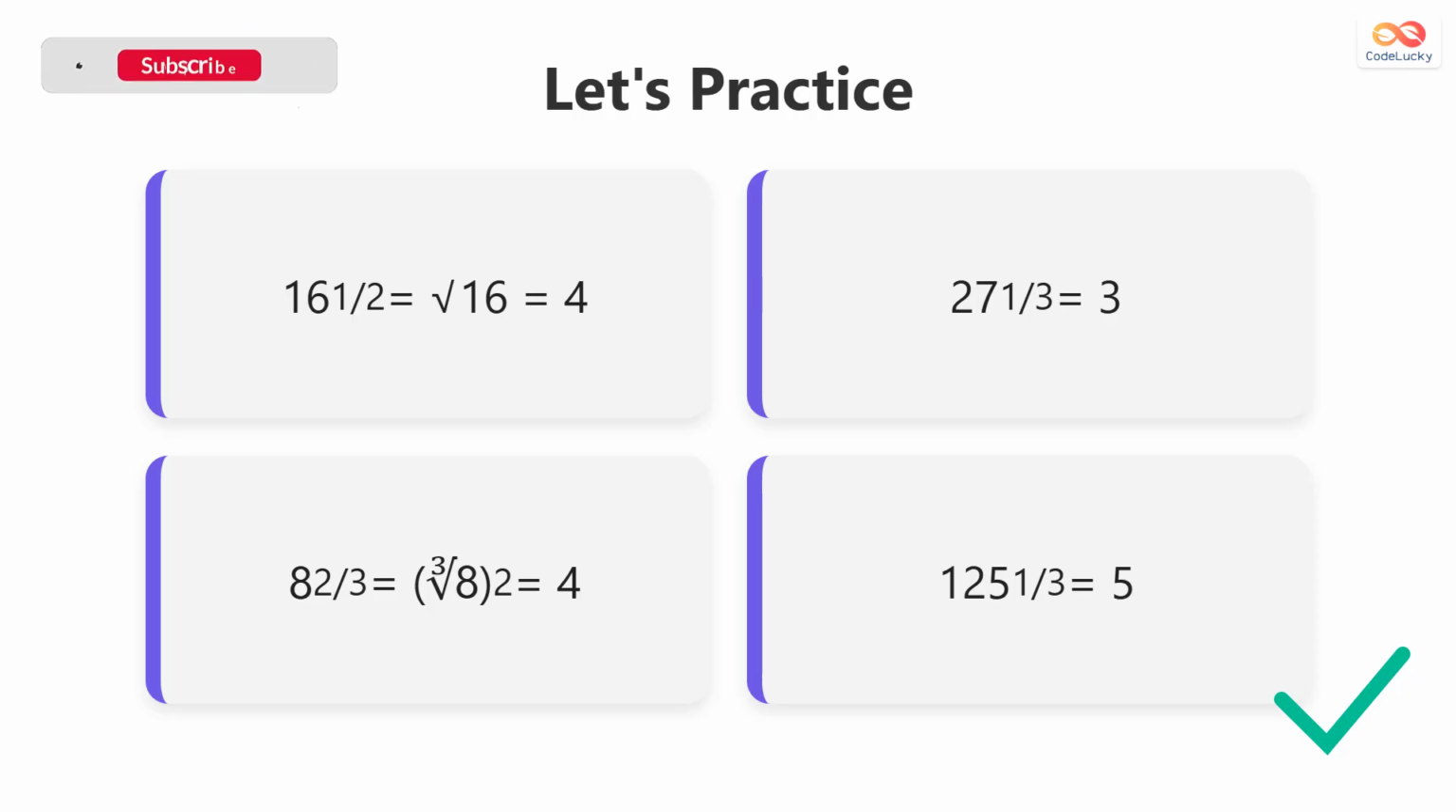Let's look at some examples. 16 to the 1/2 is 4. 27 to the 1/3 is 3. And 8 to the 2/3, we take the cube root of 8, which is 2, and then square it to get 4.